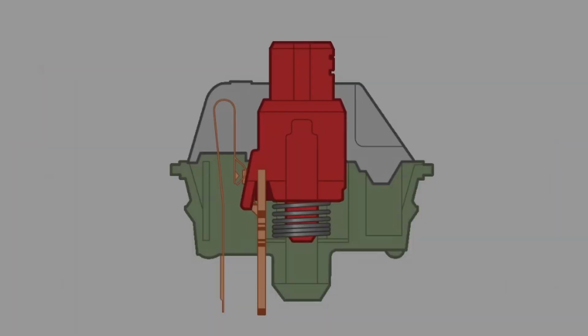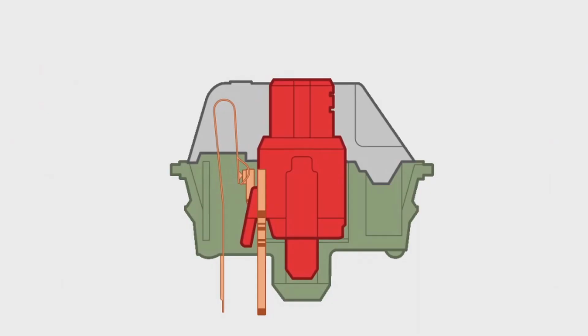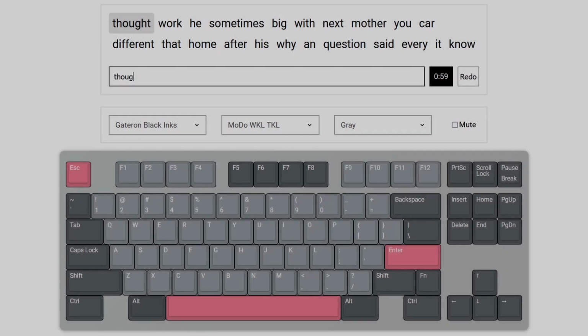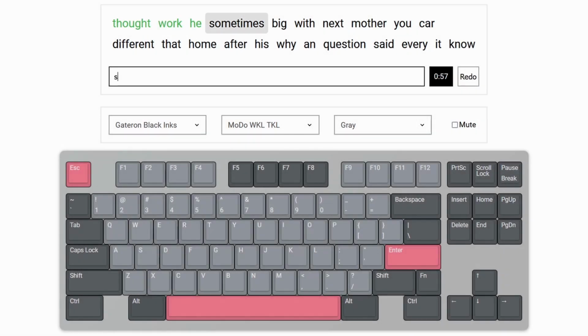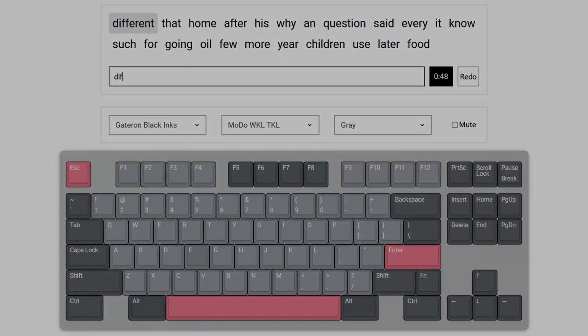The linear switch is a switch that has a smooth actuation, which means there is no tactile bump and no click bars whatsoever. It provides a smooth, thocky, and more quiet typing experience, which is preferable for most modern mechanical keyboard enthusiasts.